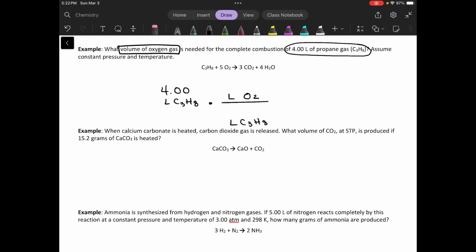Okay, so my coefficient for C3H8 is 1. My coefficient for O2 is 5. So I put that into the calculator. 4.00 times 5 divided by 1 comes out to 20 liters of O2.